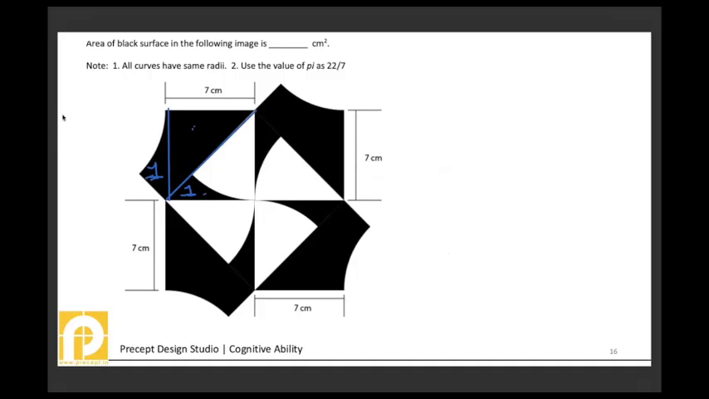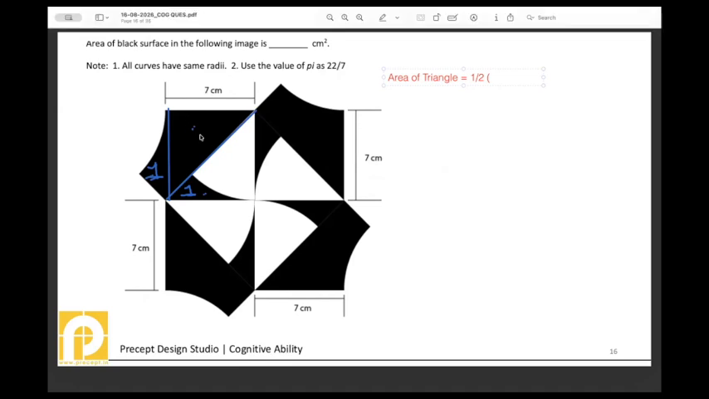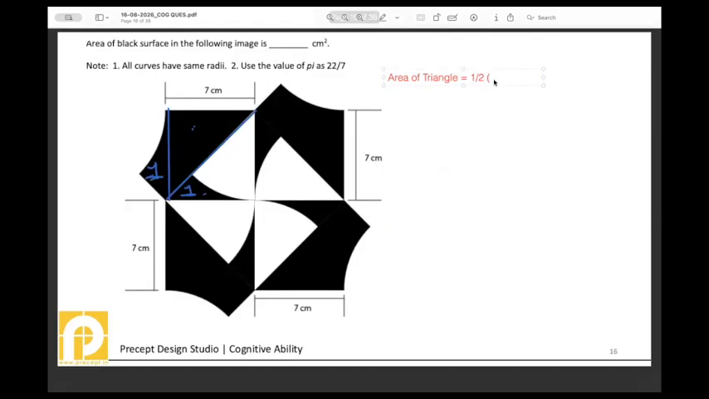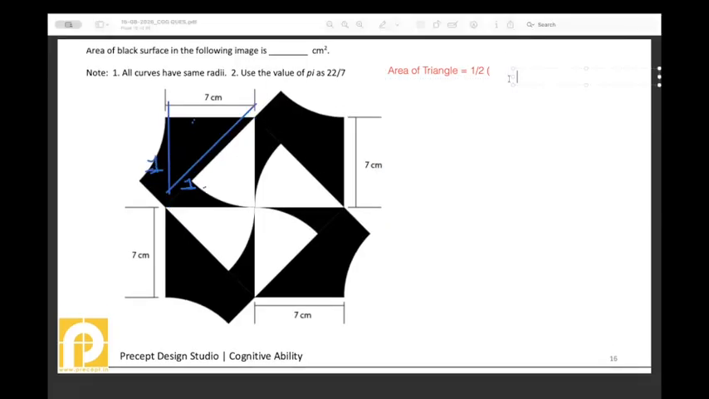So we'll find the area of the triangle first. Area of triangle will be half of, this is 7 and this is also 7, 7 multiplied by 7. This will be equal to 49 by 2, or 24.5.